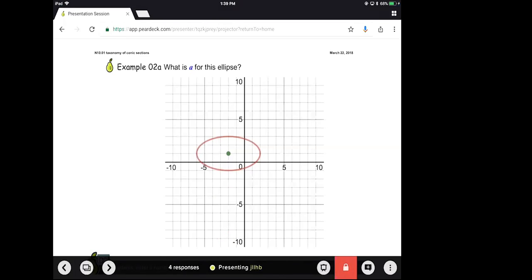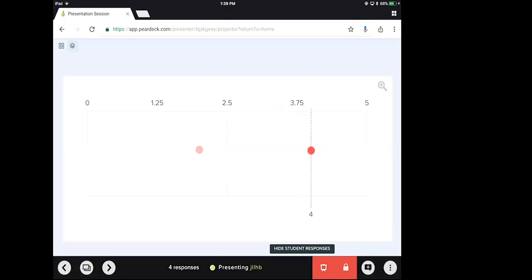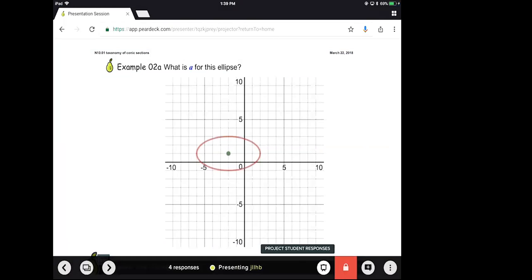All right, so this is what people responded. There were only 4 people. It looks like we have either 4 or maybe 2. So if we go back to this, our major axis is always the long axis, so it's the horizontal axis here. The green dot is the center. So if we measure from the center to one edge of the long axis, we go from 2.